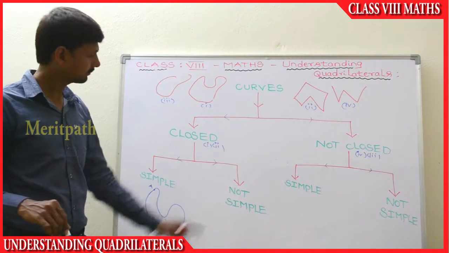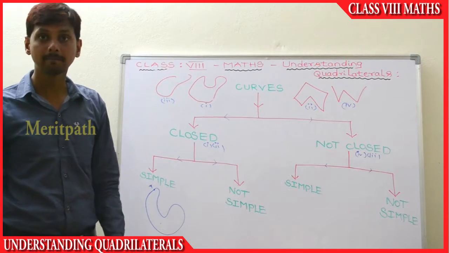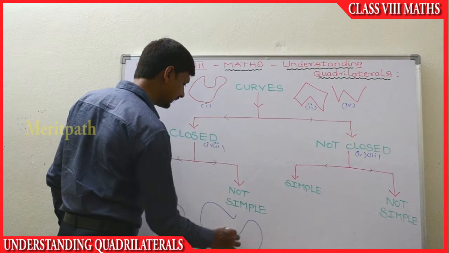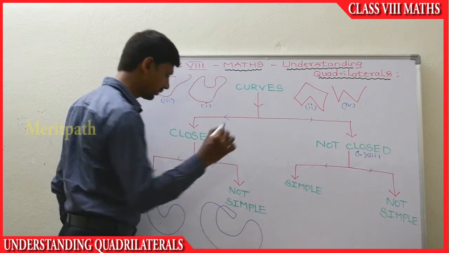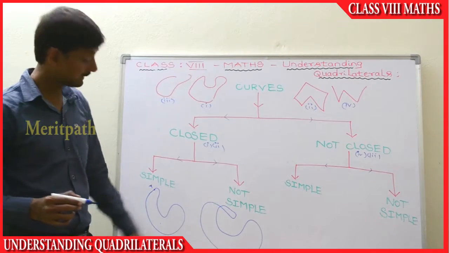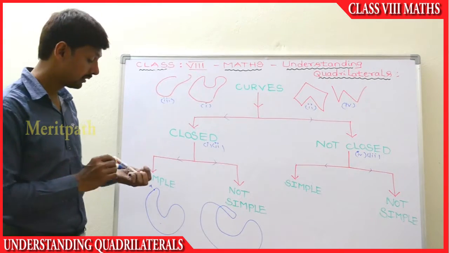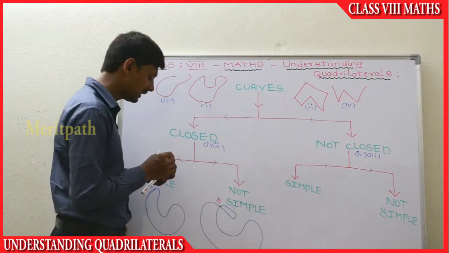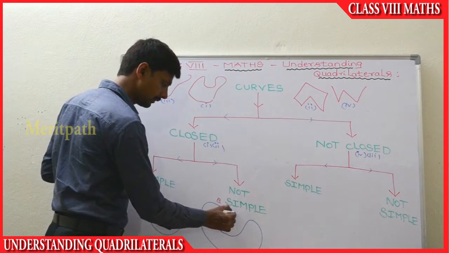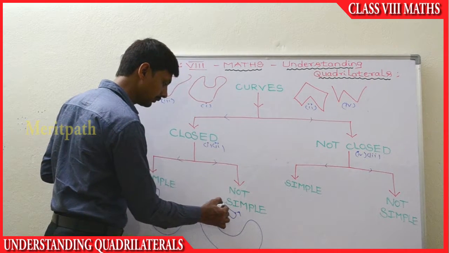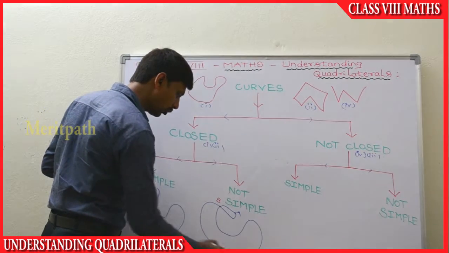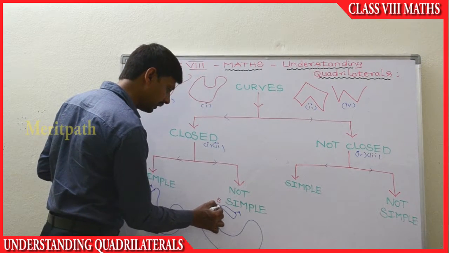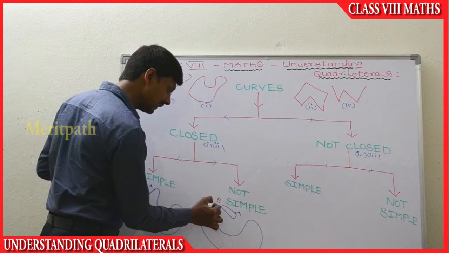So closed but not simple. Here the line is intersecting itself and closed. Let's see point B. We have started a point from here. Started from here, and we have joined in this manner. Started from here, and we came to here, and it is intersected.